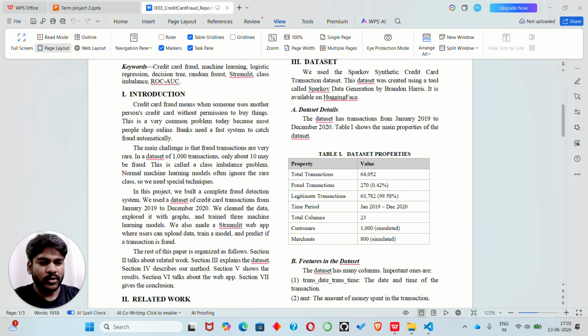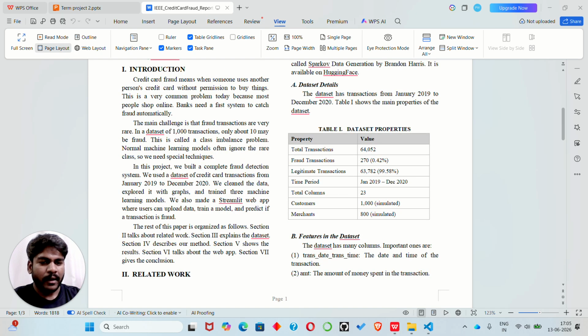Let me start by telling you what problem this project solves. Credit card fraud occurs when someone uses another person's credit card information without their permission. As online transactions are increasing every year, fraud detection has become a major challenge for banks and financial institutions.